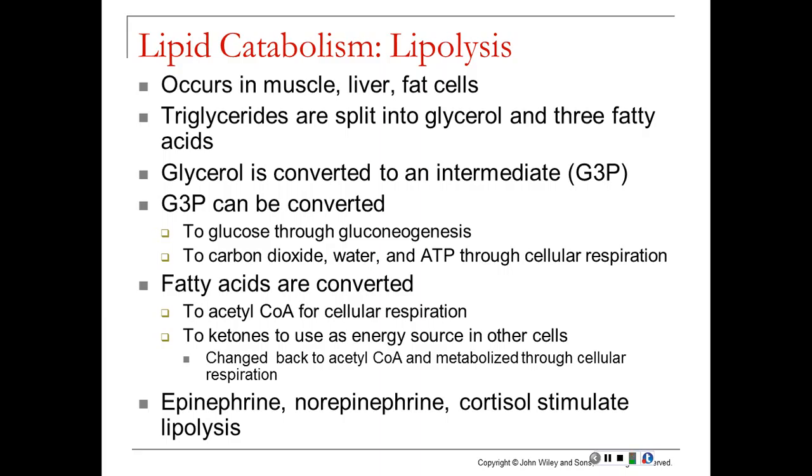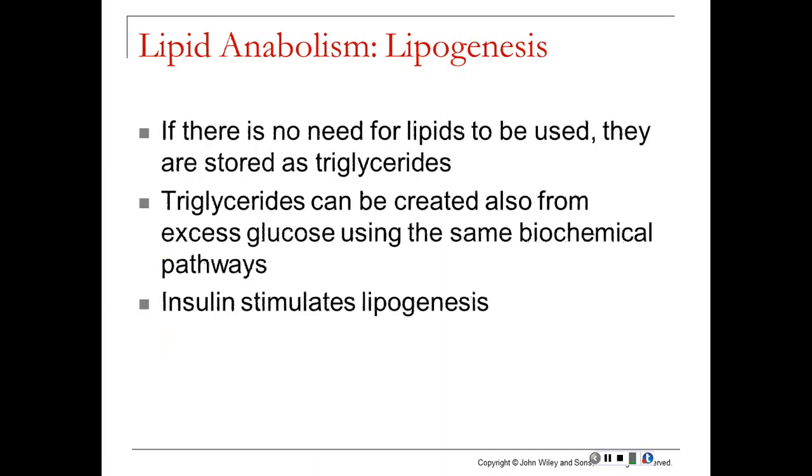The fatty acids are converted into acetyl-CoA for cellular respiration. Sometimes they're converted into ketones to use as an energy source in other cells. Then they can be changed back into acetyl-CoA and metabolized through cellular respiration. I strongly urge you to make a flow chart of these types of events so that you can kind of trace their sequence. There's also epinephrine, norepinephrine, and cortisol, which are neurotransmitters and or hormones that can stimulate lipolysis.